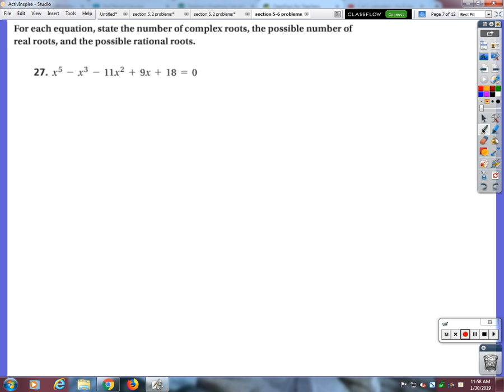All right. So for this one, it says for each equation, state the number of complex roots. How many complex roots will there be? 5, because it's x to the 5th. So 5 complex roots. Okay, list the possible number of real roots. How many real roots could there possibly be? 5 real roots. Okay, then it says list all the possible rational roots.